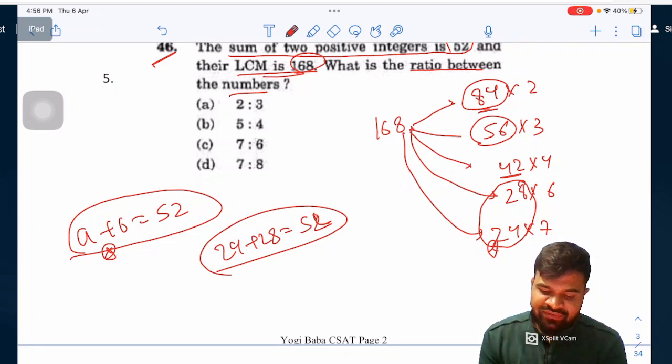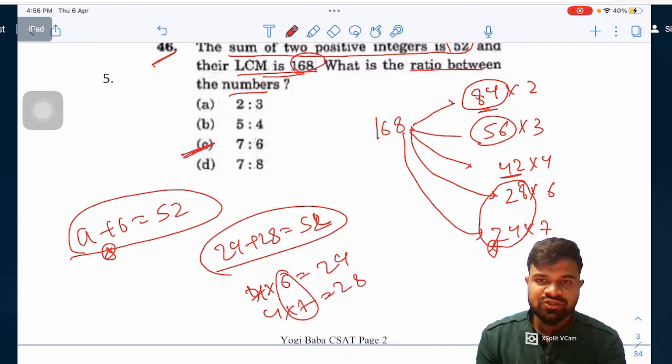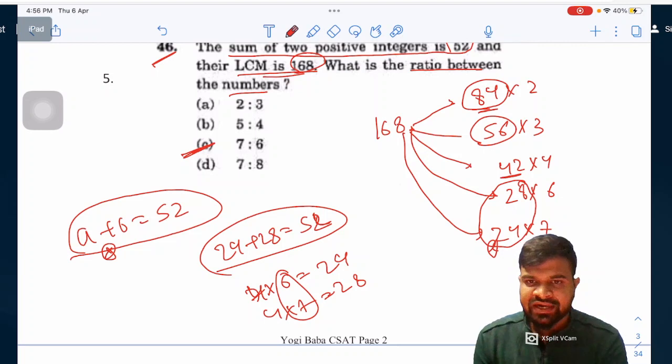Now, when we go for the ratio, we know that 4 into 6 is 24 and 4 into 7 is 28. That means the ratio will be 7 is to 6. This is how you find the ratio. You just cancel out the common multiple, and when we deal with questions of ratio and fractions, this will get more clear. But this is how you find ratios.